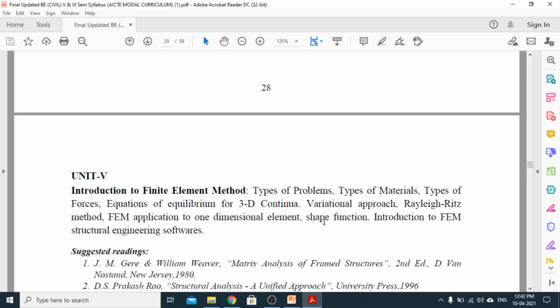Then we have shape function, then we have mesh function also, all these things. Then again we have introduction to FEM structural engineering softwares. So introduction to FEM structural engineering softwares is nothing but we have multiple softwares like ANSYS and Abaqus and COMSOL Multiphysics. All these softwares are nothing but finite element modeling softwares.